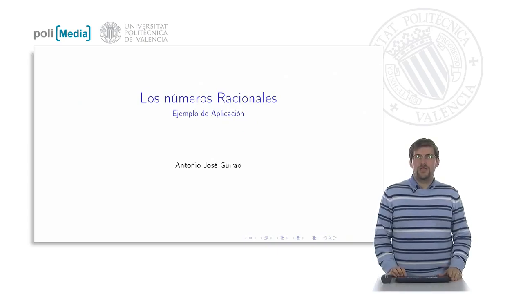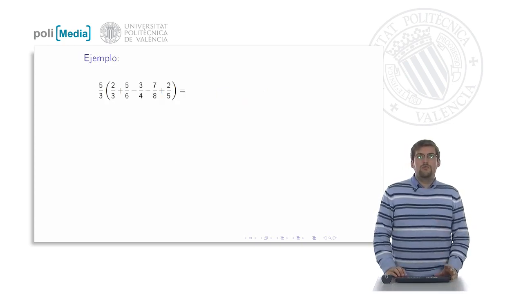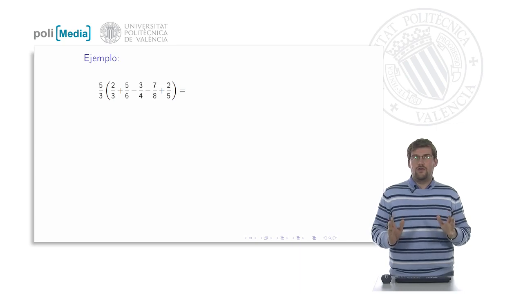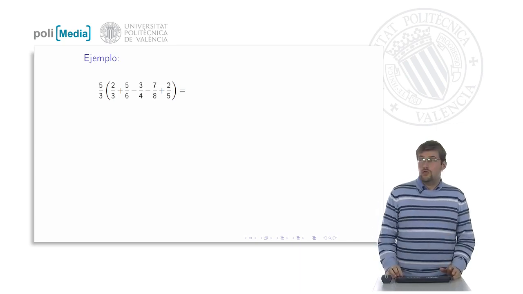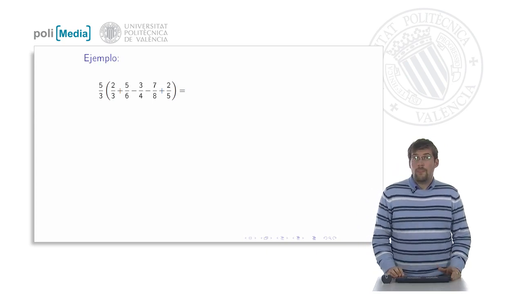Hello! In this unit, we will continue working with rational numbers and we will see an example of their practical application, specifically on calculations involving fractions. In this case, we see 5/3 multiplying a large operation, an addition, where we find 5 fractions: 2/3 plus 5/6, minus 3/4, minus 7/8, plus 2/5.